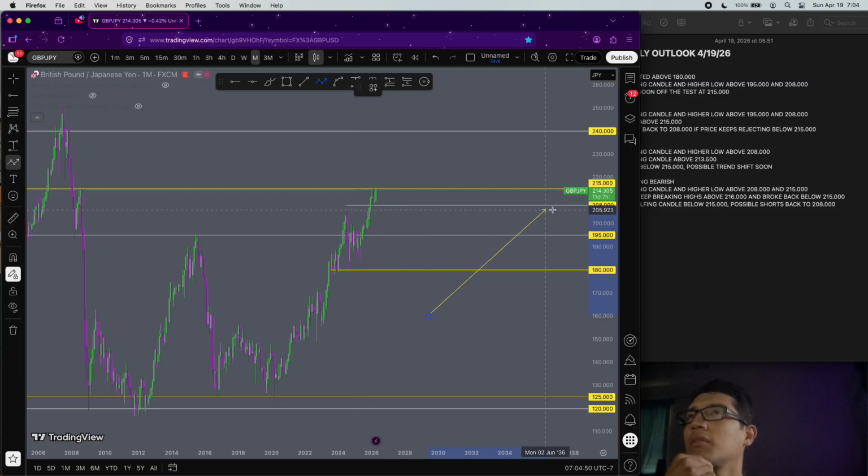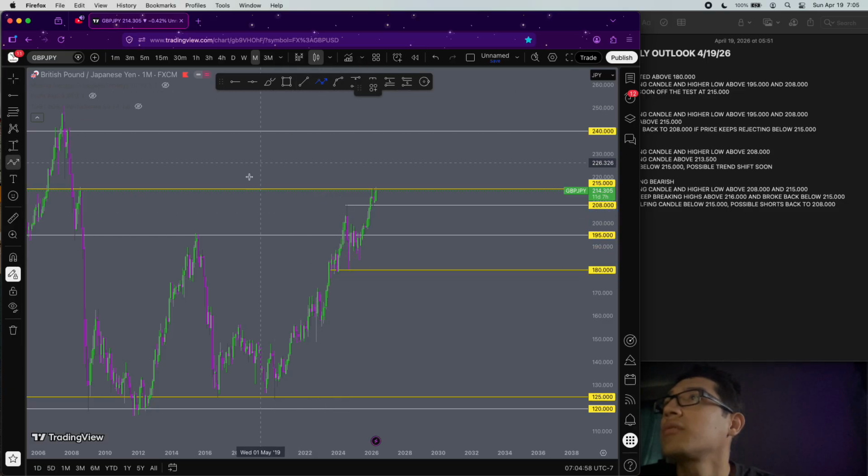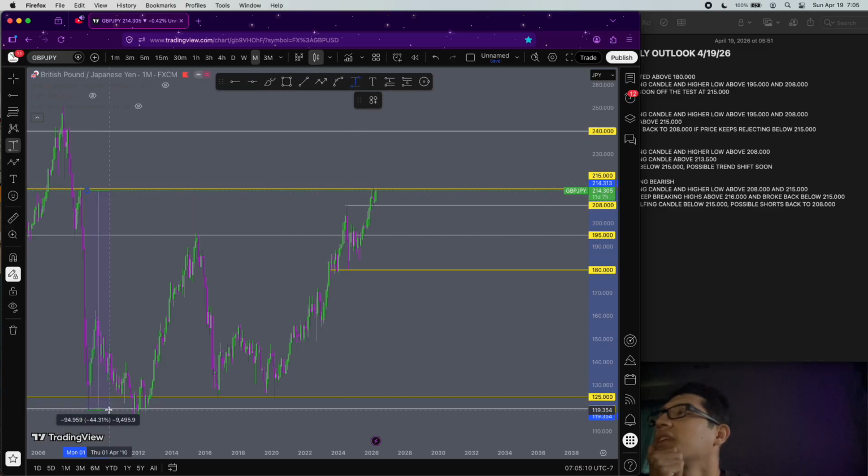You can see it gave us this previous strong drop of 2,000 pips. And price, what did price do? It bullish engulfed above it and created a higher low. And now we're testing another previous strong area of supply, which is 215. You can see this strong area of supply gave us 9,000 pips, and price is literally testing it again.